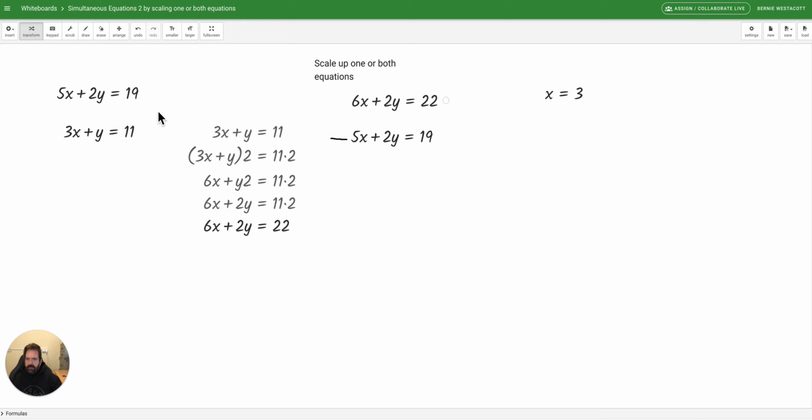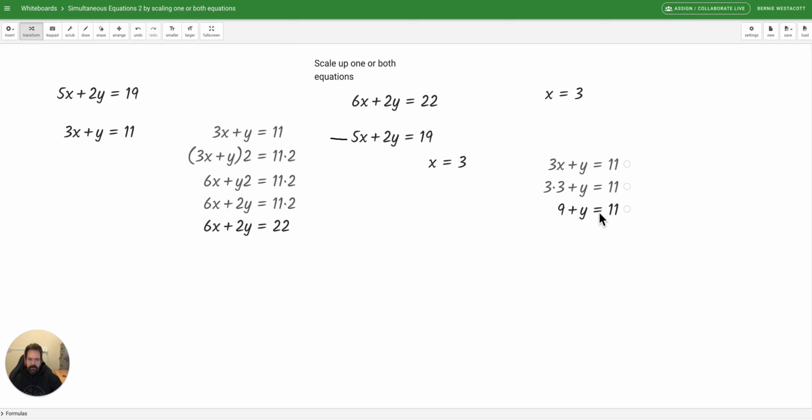Now I'm going to substitute this in one of these two equations. The easiest one is this one because it's got the least in it. So I'm going to put that one over there and remind myself that x is 3. So I'm going to substitute x is 3 into here. So I get 3 3s are 9.